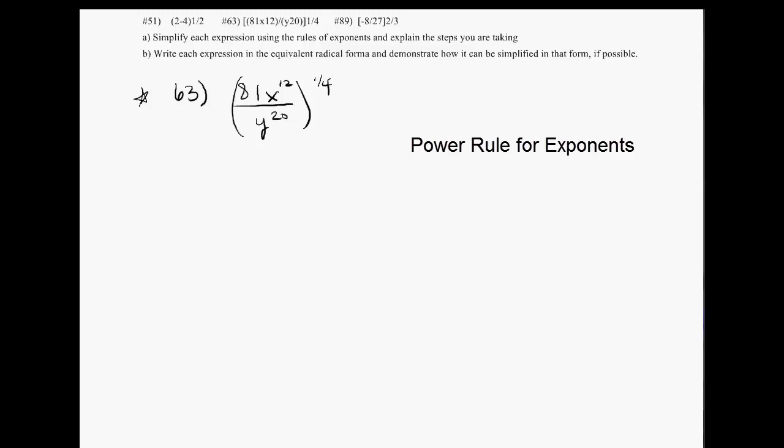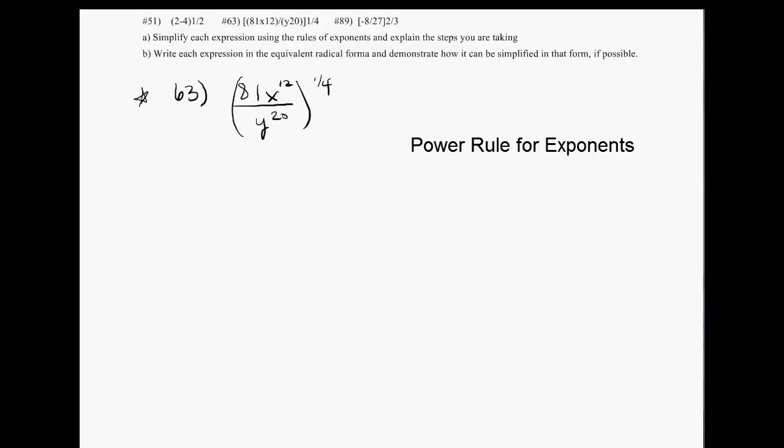Okay, so for number 63, the first thing we're going to do is simplify the expression using the rules of exponents. Okay, so 63 is 81 x to the 12th over y to the 20th, and that is all raised to the 1/4 power. Okay, so as we see, we have to raise each of the factors to that 1/4 power.